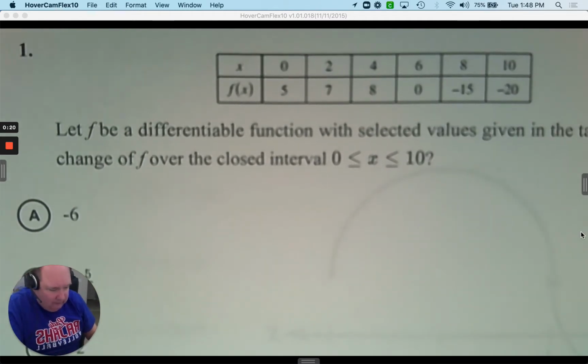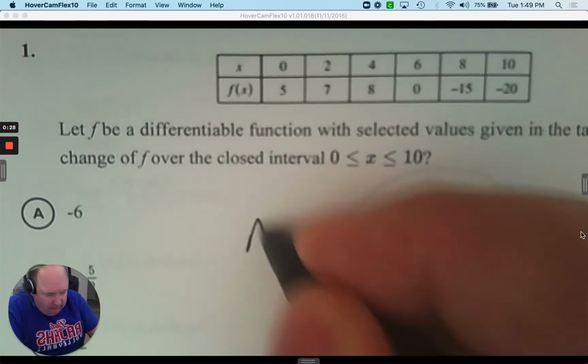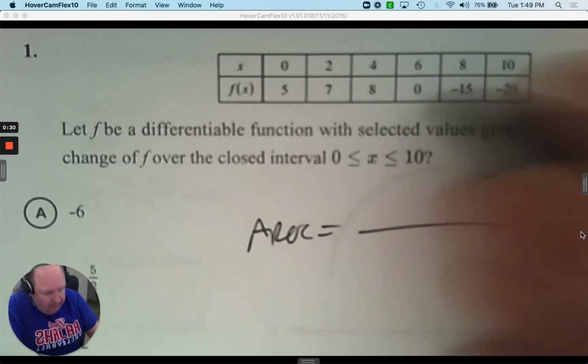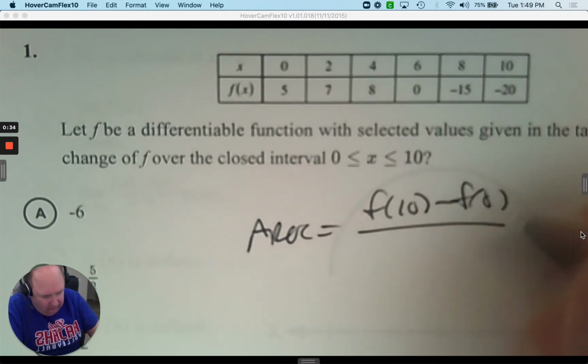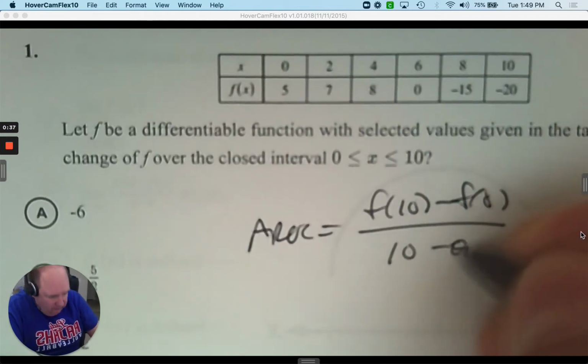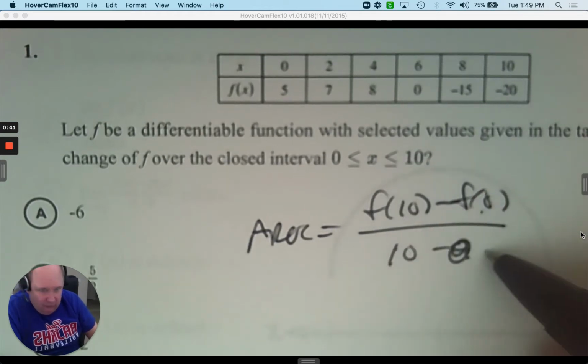And number 1, it says, what's the average rate of change? That's the AROC. So that's algebra, from 0 to 10. There is a formula for AROC, and from 0 to 10, it would be f at 10 subtract f at 0, divided by 10 take away 0. So y2 minus y1 over x2 minus x1.